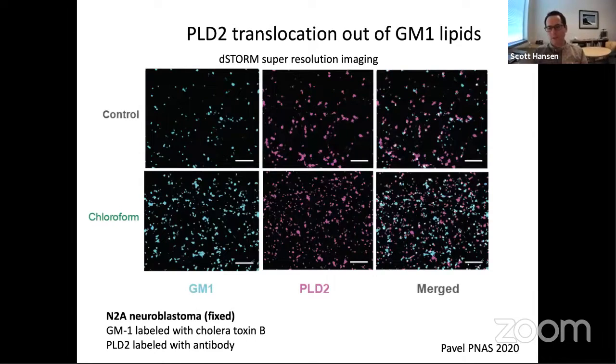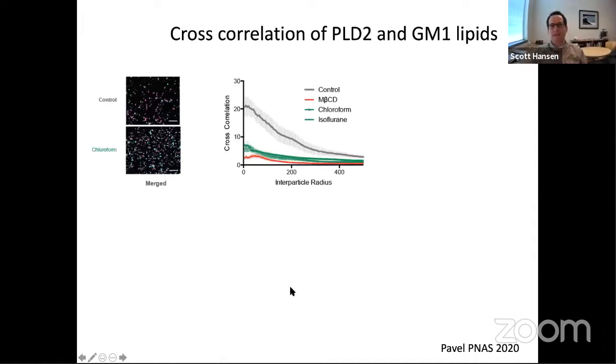So we did this experiment with PLD. It's a very simple experiment. You label GM1 domains with cholera toxin. Then we labeled PLD2, and then we did a merge, and then we used statistics to calculate the pair correlation of those two things. And again, remember, we expect the most significant pair correlation at these very short distances. So are they highly correlated at less than 20 nanometers? And so this is our control right here.